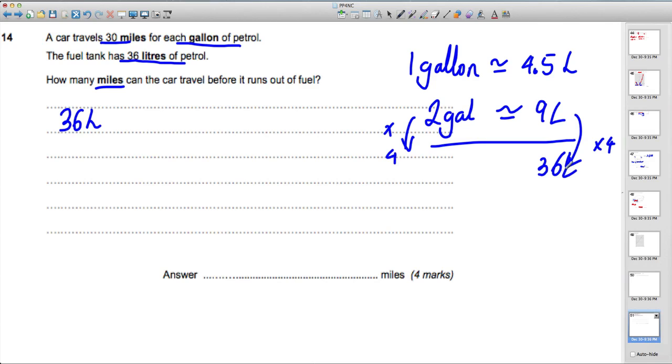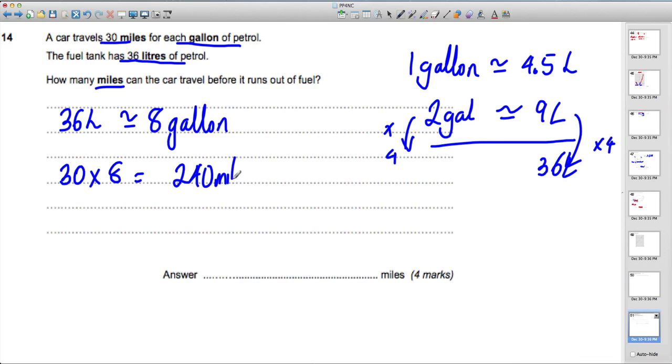36 litres must be equal to 8 gallons. So that's approximately 8 gallons. And it travels 30 miles for each gallon. So therefore 30 multiplied by 8 is equal to 240 miles.